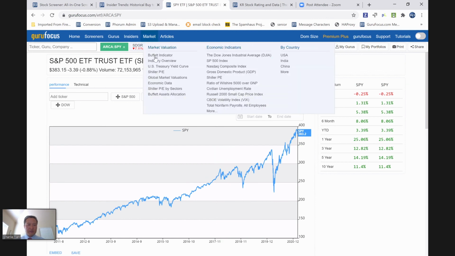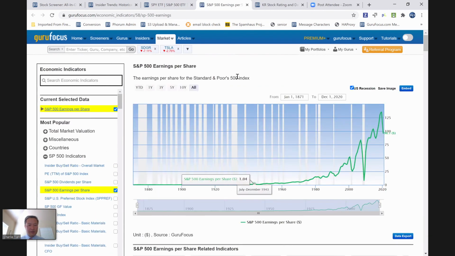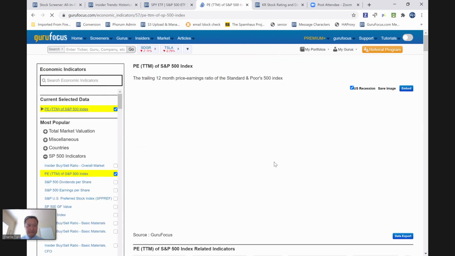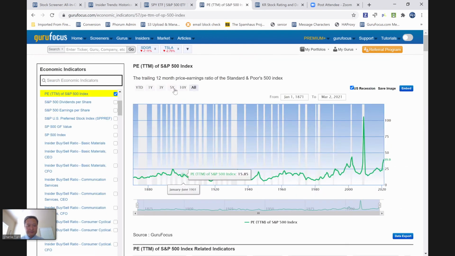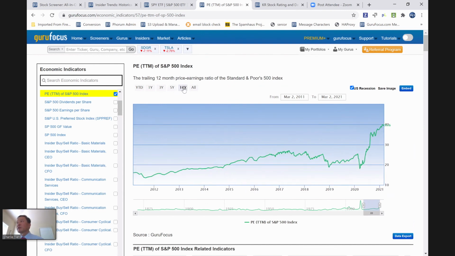Another place is our economic data, S&P 500 earnings. Here we also have the S&P 500 PE ratio. Yes, it's under economic data, the S&P 500 PE ratio, but we don't really have the S&P 500 PS ratio.